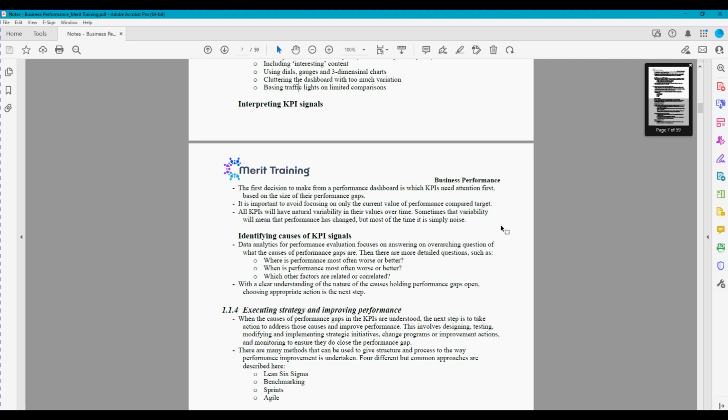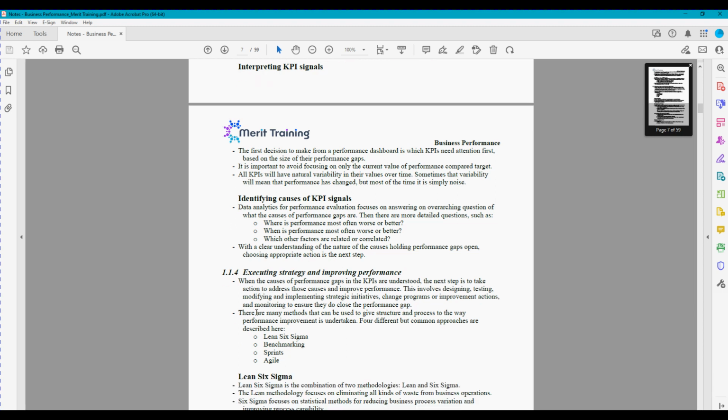All right, so the first decision to make from a performance dashboard is which KPIs need attention first. So it's really driven by the size of the performance gaps. And again, what I said earlier is keeping it relatively simple and straightforward so that the information is communicated correctly and with limited confusion to management, based on the most important issues first.